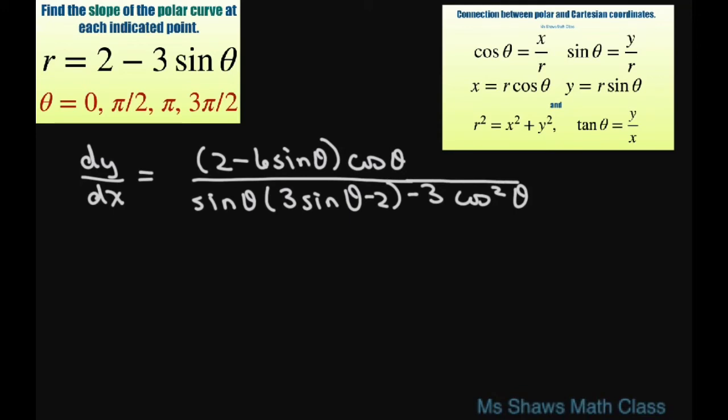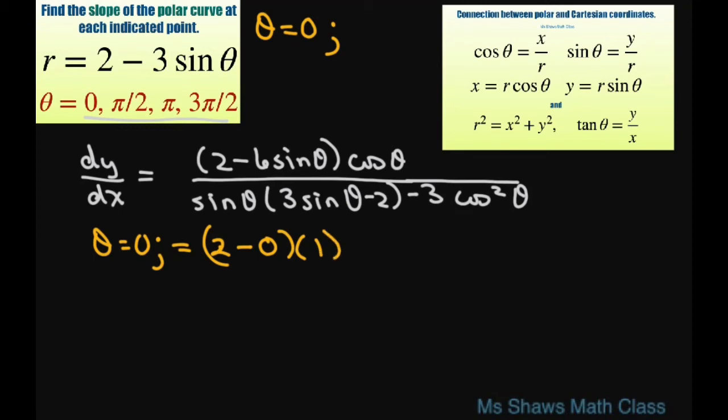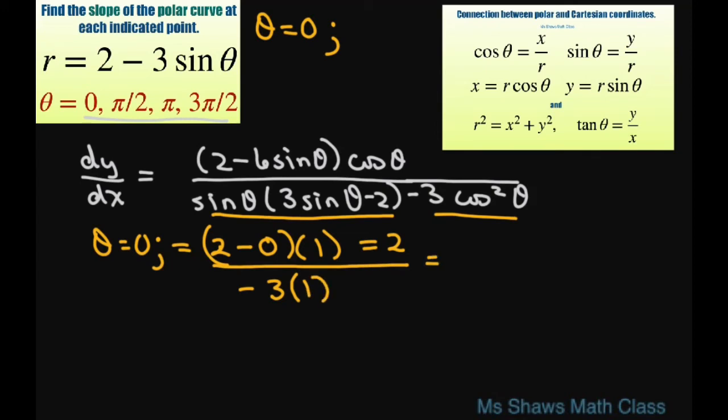Now we've got four points that we have to choose from. So let's look at 0. Let's find our slope. So this is going to be theta equals 0. The numerator is 2 minus 0, cosine of 0 is 1, so that's going to be 2. In the denominator, the sine piece is just going to zero out, so we're just going to deal with negative 3 times cosine of 0, which is 1. So this is going to equal negative 2/3.